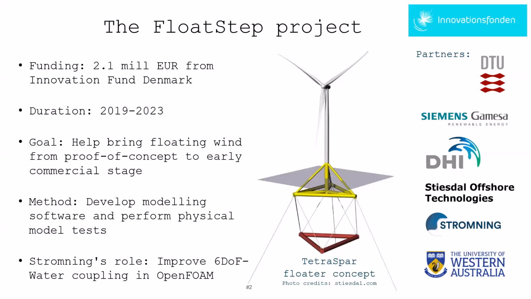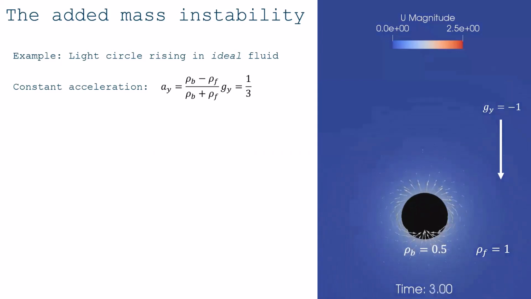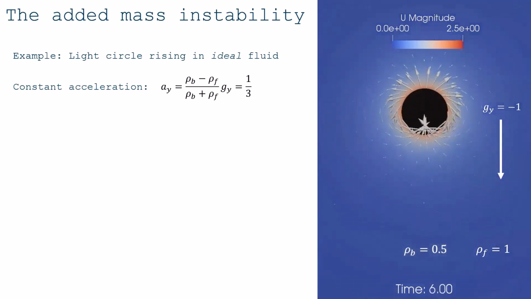Let's just jump into what this added mass instability is. So let's look at a very, very simple example here. Suppose we have a circular disk with density 0.5 and surrounded by a fluid which has double the density, and then we have gravity pointing downwards. Then if this is an ideal fluid and it's infinite, we can calculate quite easily that it should have a constant acceleration, which in this case should be a third. So it should just steadily increase its velocity upwards like this.